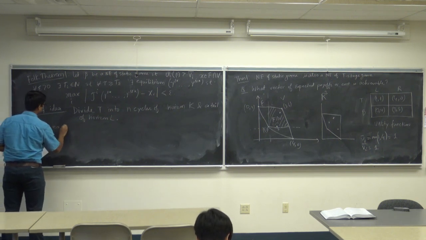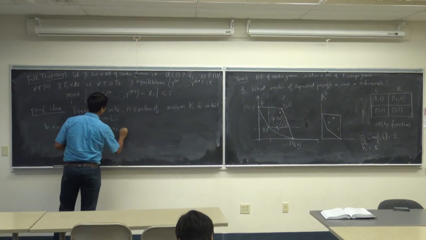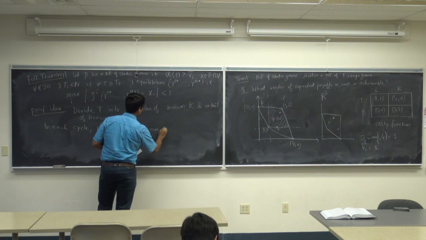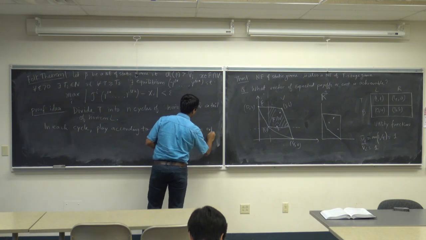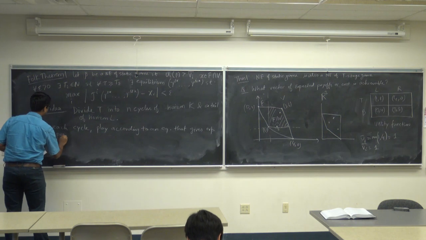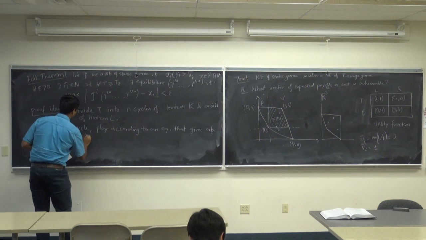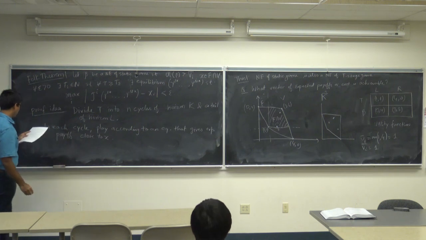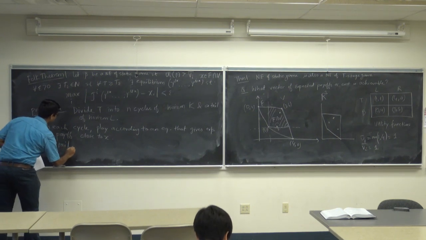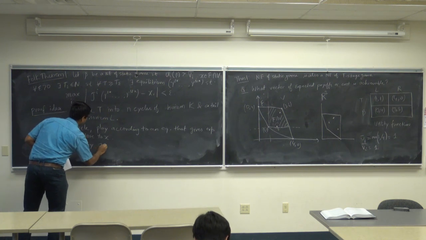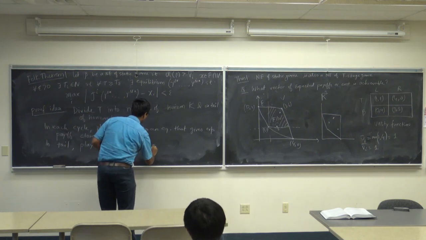In each cycle, play according to an equilibrium that gives expected payoff of x, or close to x, expected payoff close to x. And in the tail, play according to Nash equilibrium beta.